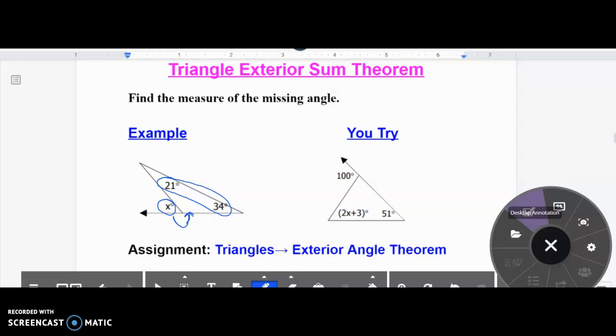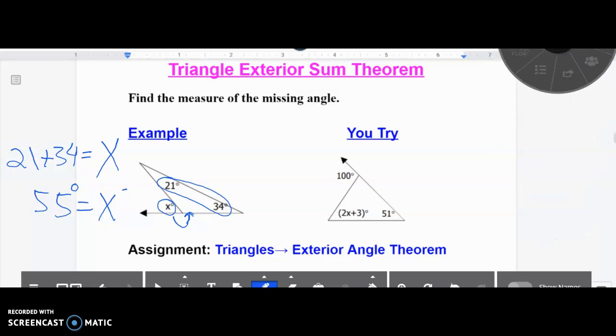Those two angles add up and equal the exterior angle. They equal x, whatever x is. That's what the theorem states. Those two angles, 21 plus 43, when you add them, they equal the exterior angle, okay? Very simple. Now let me do one more example just to make sure that you get it, okay?